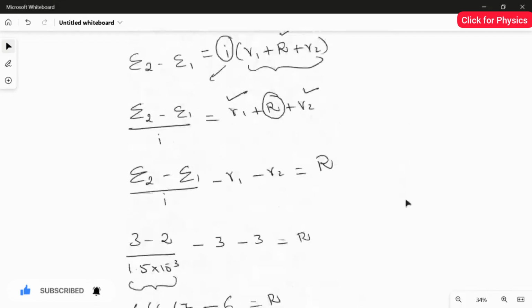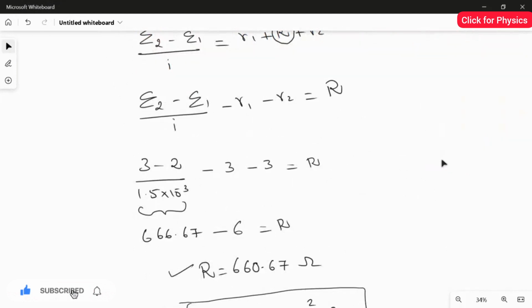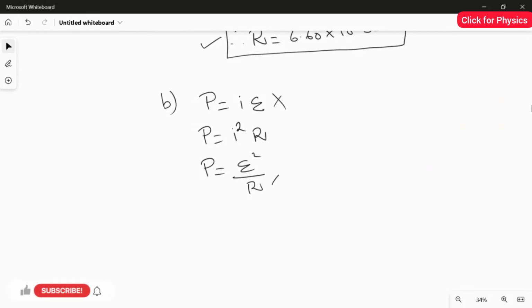And in part B, we have to go back to the question again. In part B, we are going to find what should be the power generated in R. In the theory, we studied three rules for power. Power P is equal to the current multiplied by EMF, and power P is equal to the current square multiplied by R. And also we have the rule EMF square over R. We can't use these two, because only this formula is easy for getting the power generated at the external resistance R. So I'm going to use this formula.